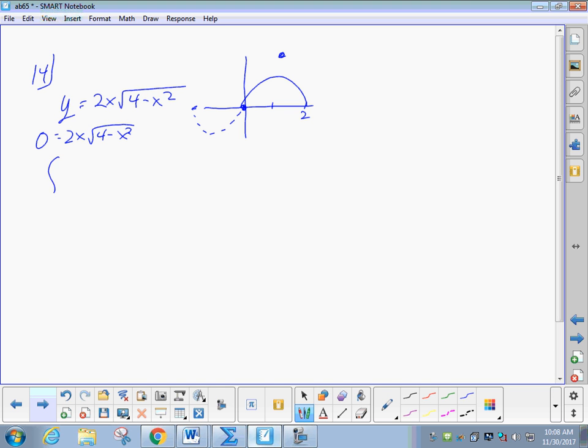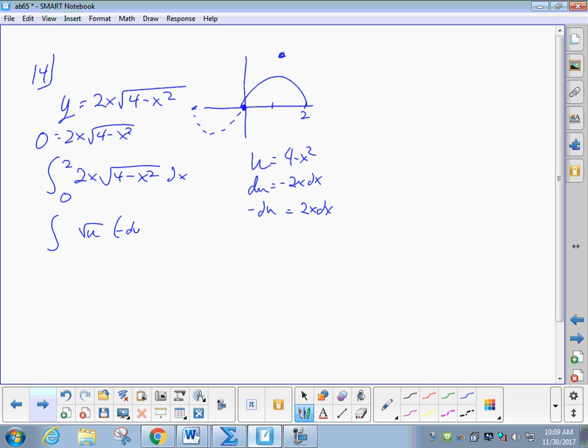Now I can set up my integral from 0 to 2 of x root 4 minus x squared. That is calling for u sub. What's u? 4 minus x squared. du is negative 2x dx, which is pretty close to what I have. I just don't have that negative. So I'm going to say, well, I have 2x dx. The negative will have to be attached to that du. So that when I go to substitute, I'll get root u and negative du.